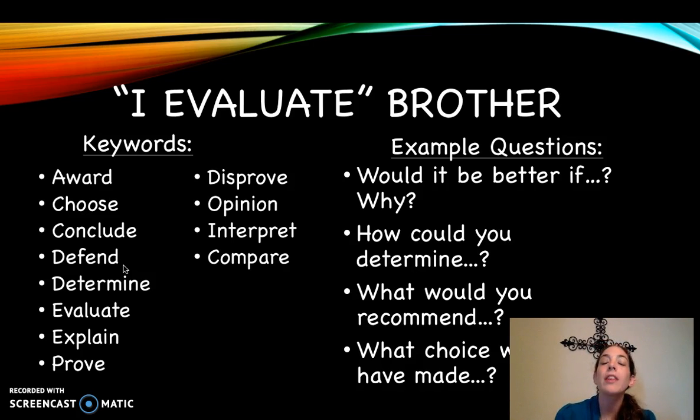We have to train their brain to think in a little bit more complicated way, so that in the long run, their brain can take the knowledge they learned and apply it in new situations. So the I Evaluate brother, his keywords are award, disapprove, prove, explain, compare, defend, conclude, and some question stems would be, would it be better if I did this or this? And tell me why. Why do you think it would be better? Or why wouldn't it be better? Or how could you determine this? If I did this, what do you think would happen?